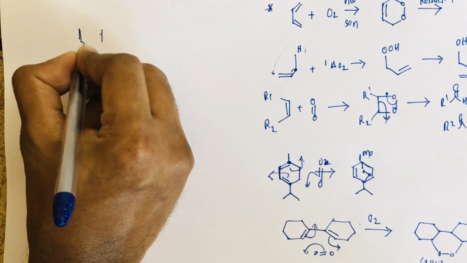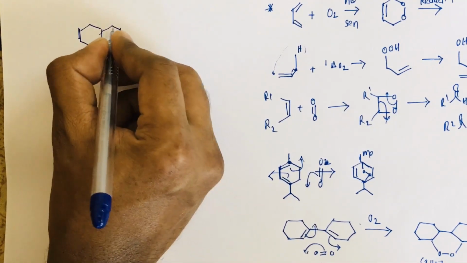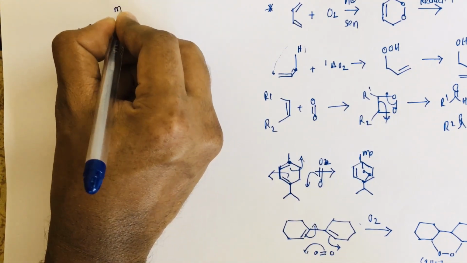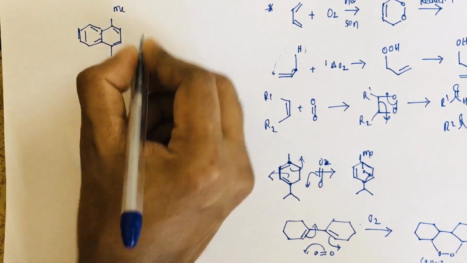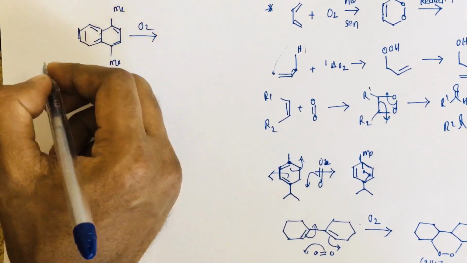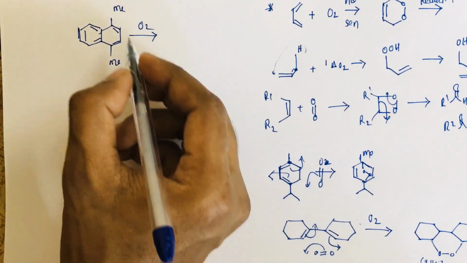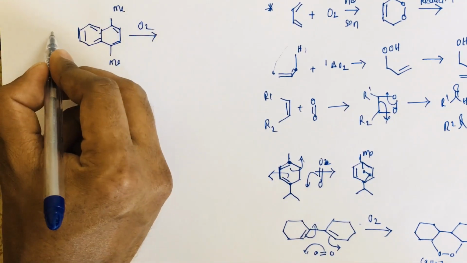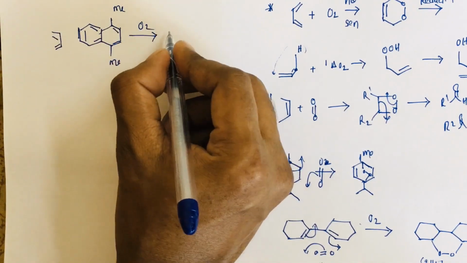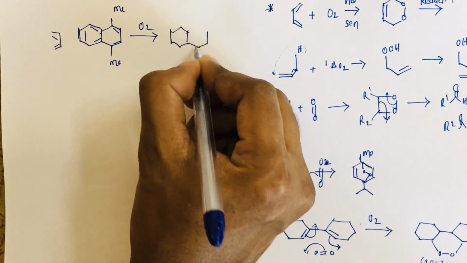And then we have this substituted naphthalene. So here this can also react, or this can also react, but mainly what you need to remember is that in this kind of reaction only the diene is involved in the reaction, not this one. Only this one is involved, and this reaction is a reversible reaction.